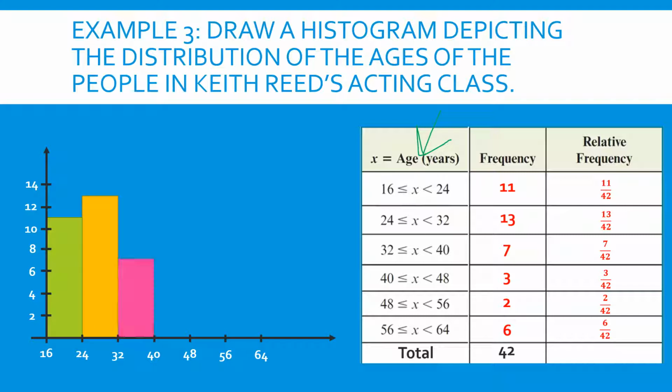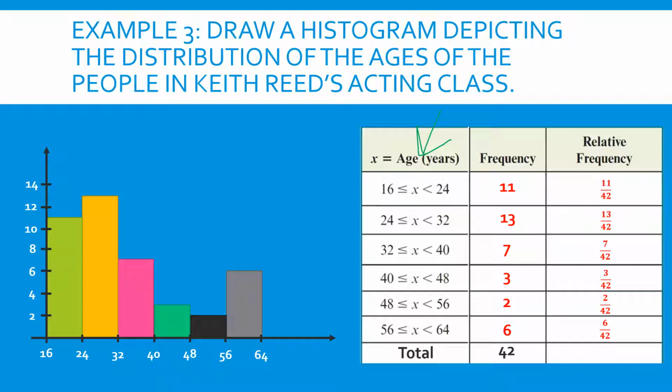Then we have 32 to 40, the frequency is 7. Then 40 to 48, the frequency is 3. 48 to 56, the frequency is 2. And then 56 to 64, the frequency is 6. Some people like to draw the actual frequency above the bar. If you want to do that, you can. What I'm saying is some people will draw a little 6 above this bar, so that when you look at it, you immediately know what the height is. But you don't have to do that. That's just your preference.